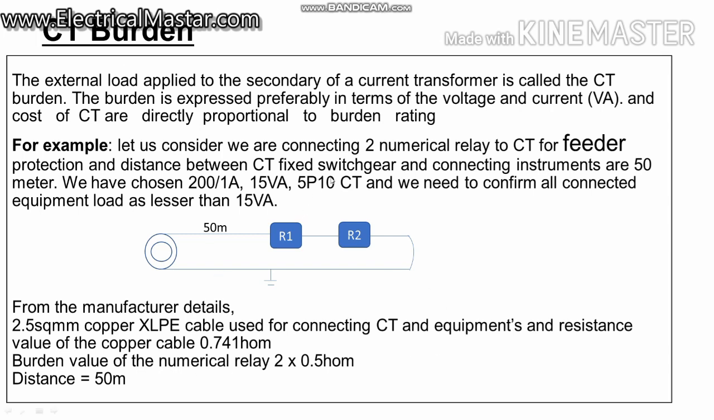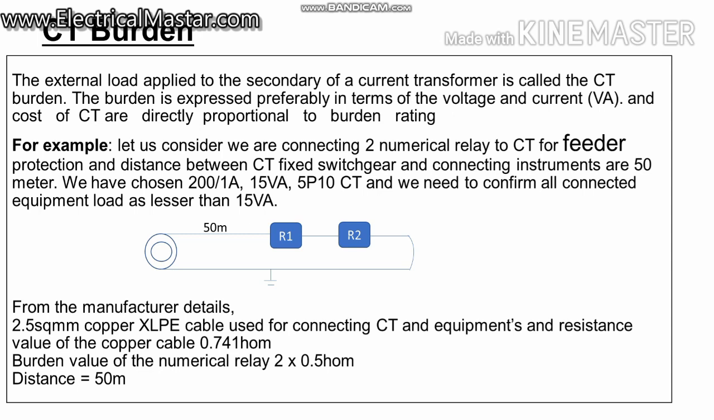Okay, and before that, you can also note that this CT burden is always expressed in terms of voltage and current. You can see 15 volt ampere. So they are giving the output values, and the expression is volt ampere. It is like power. We know the same power, volt into current, is power in the DC formula. The same terms are used here.